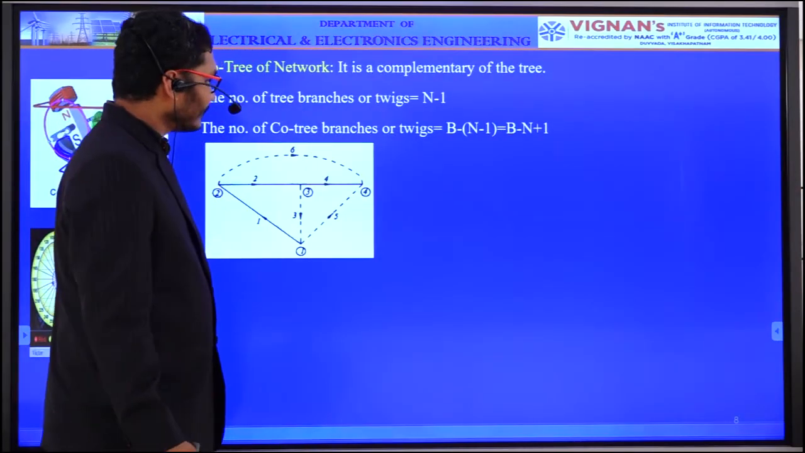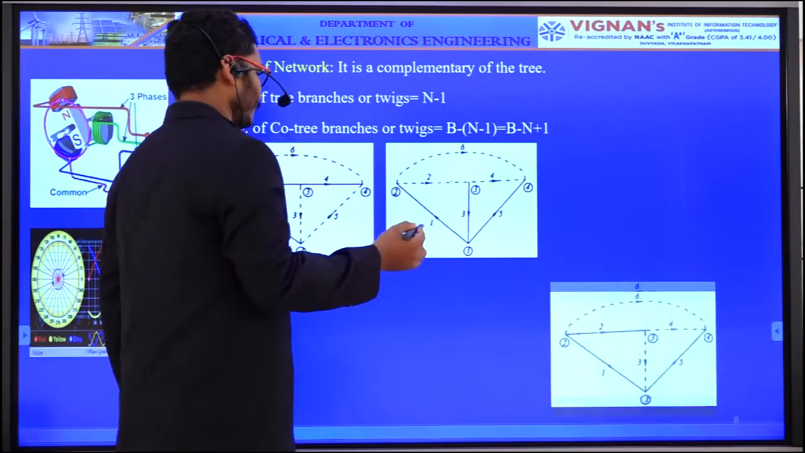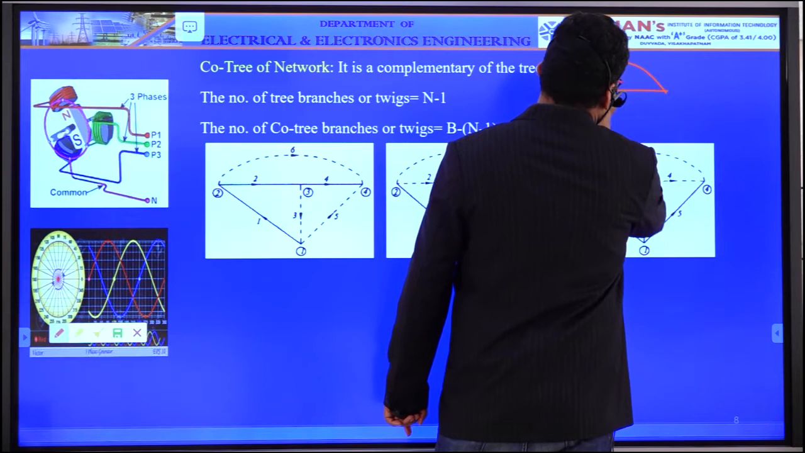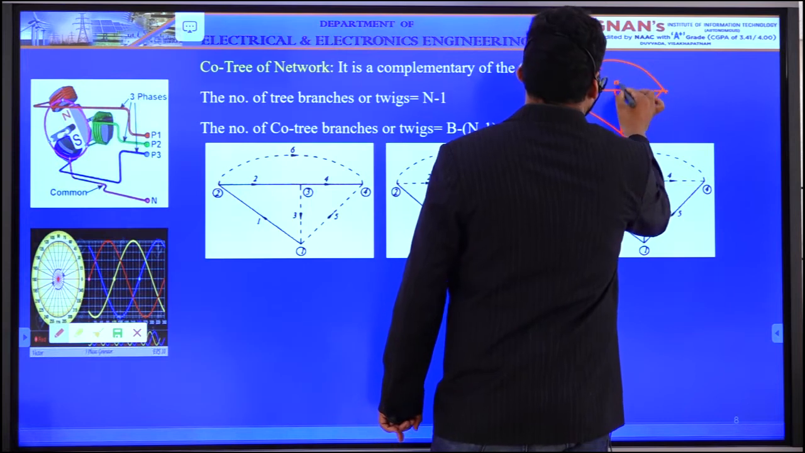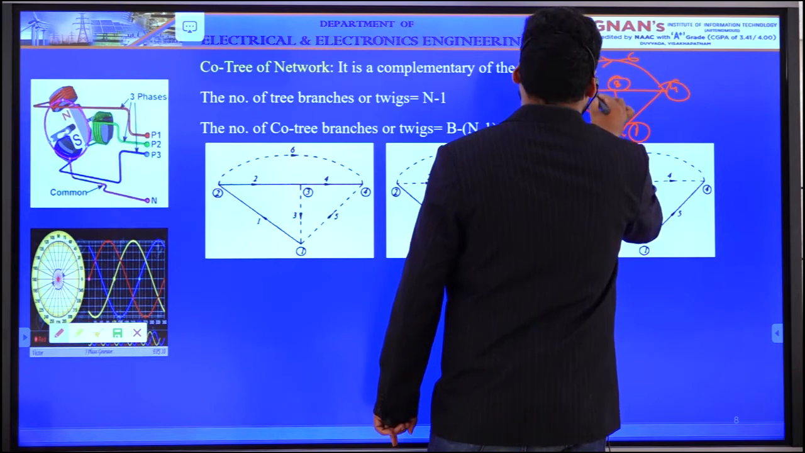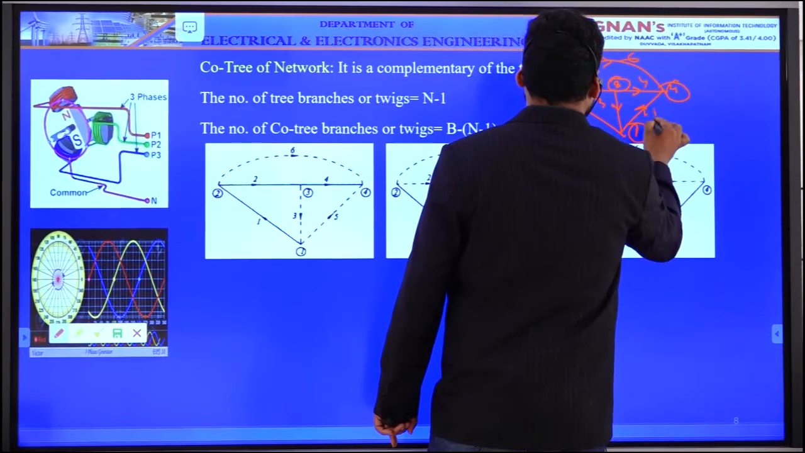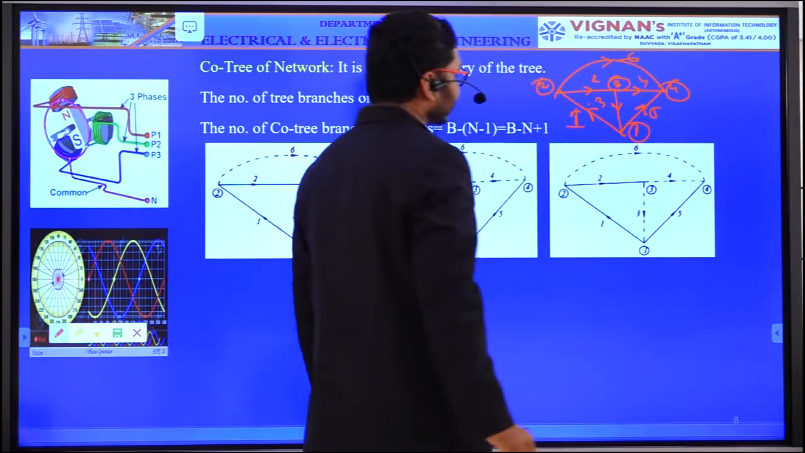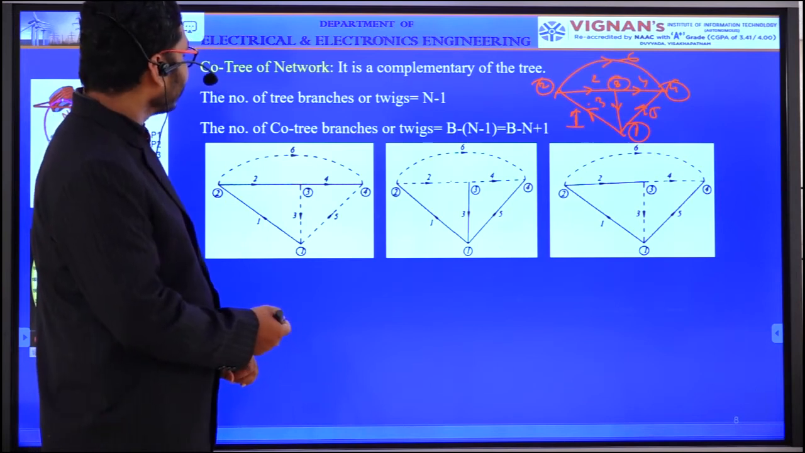So previously, just now, we have seen this is the network. So this is the complete connected graph. For the previous network only I am drawing it: 2, 3, 4, 1, this is 6, 2, 4, 3, 5, this is 1. This is the complete graph or connected graph. For the previous graph only I am drawing the number of trees.